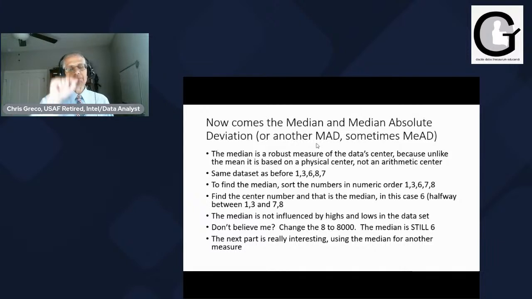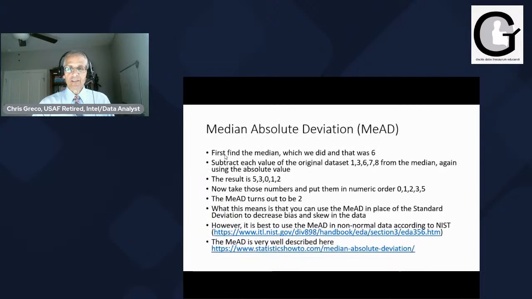So now we take the median and we use it for another measure called the median absolute deviation. You first find the median, as we did. We know it's 6. You subtract each value in the original data set from the median, again using the absolute value. So now the result is, interestingly enough, 5, 3, 0, 1, 2. You take those numbers, you put them in numerical order: 0, 1, 2, 3, 5. The median absolute deviation turns out to be 2.